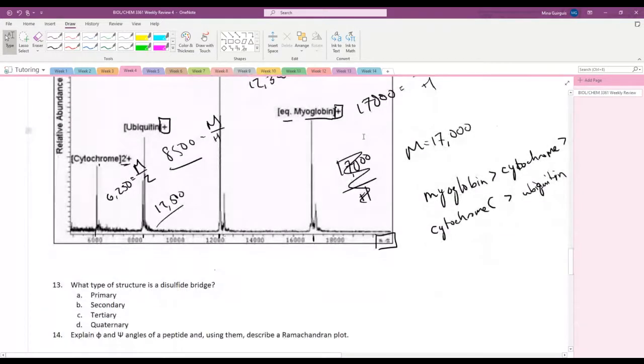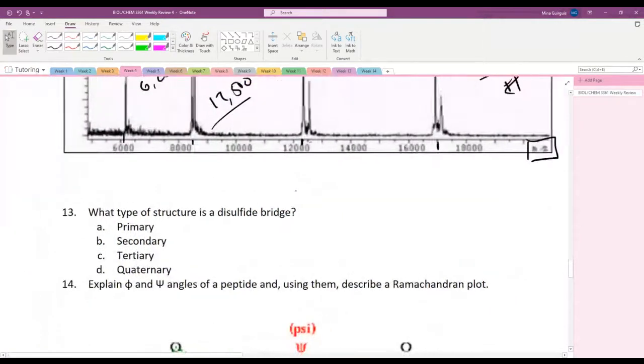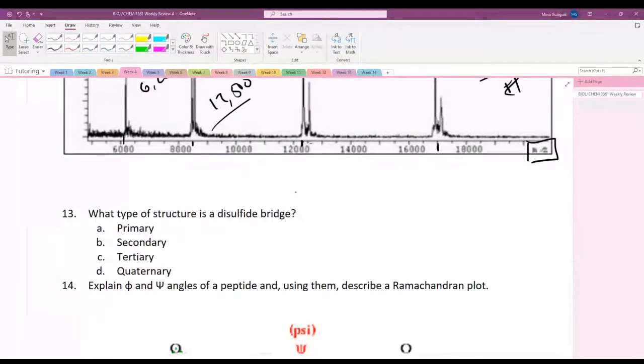Okay, all right, jumping into the next question. What type of structure is a disulfide bridge? There we go. So this is a question that I have heard several different answers about. And admittedly, I go back and forth on this because I personally have always learned that it was tertiary. However, I've recently been told by some professors that it's considered primary.